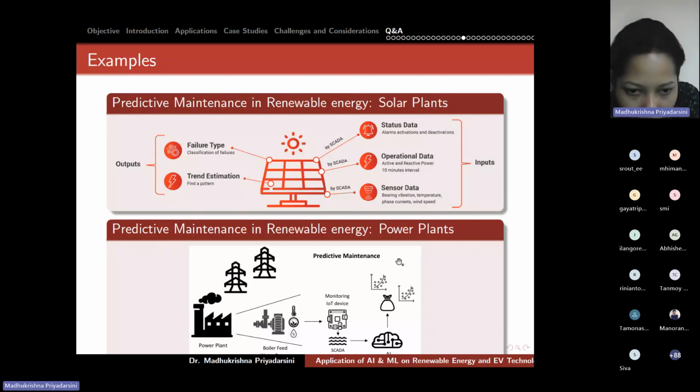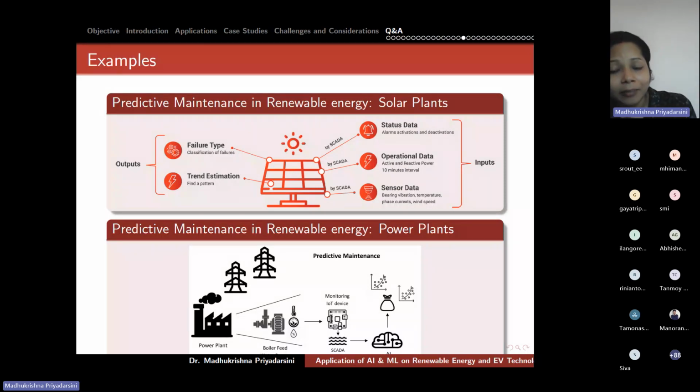The below diagram is for the power plant, how the inputs of the boiler feed are given, and how the IoT devices are doing the monitoring. And then here, all the plants are running for the money. If there will be loss, they are going to shut down the plants.